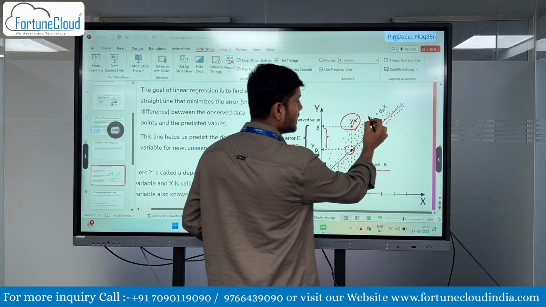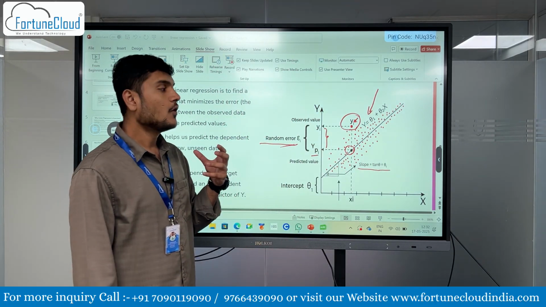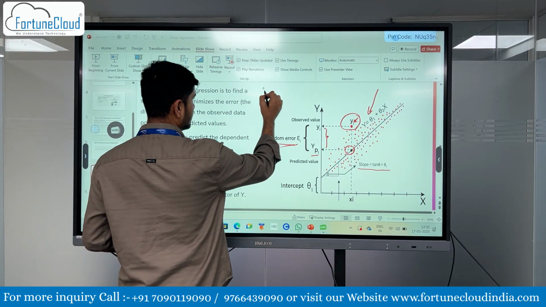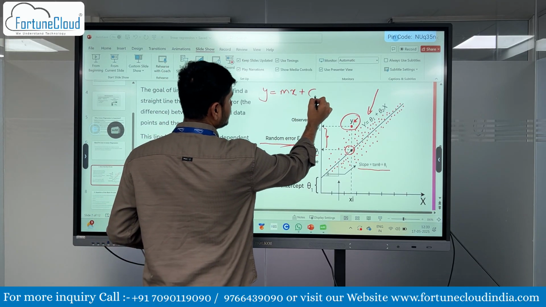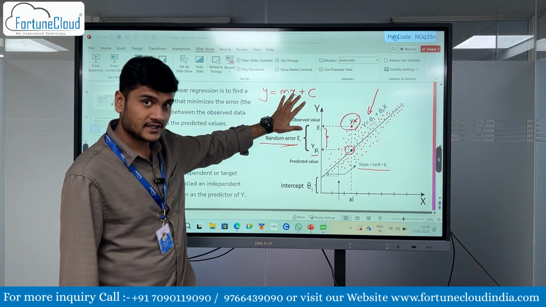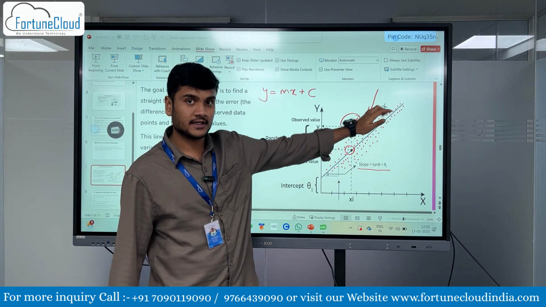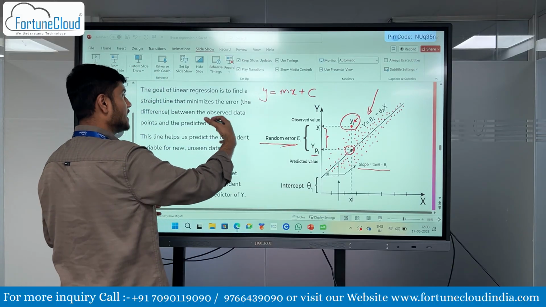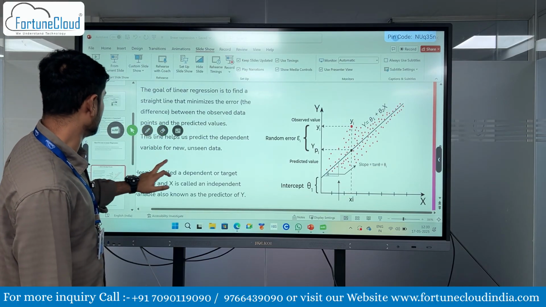Also, coming here, this is the equation of your best fit line. So what is the equation of any straight line? The equation of any straight line is y equals mx plus c. This is the equation of a straight line which the linear regression model assumes and plots as the line. What m, x, c, y mean, we'll see in later classes. Here they have given it.